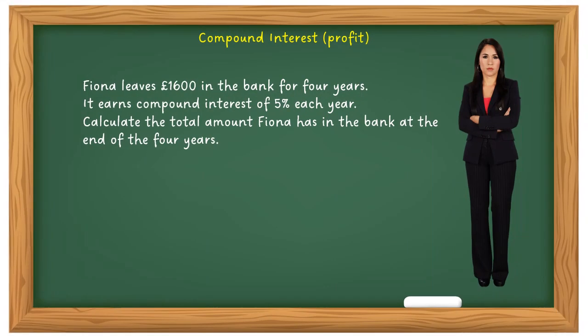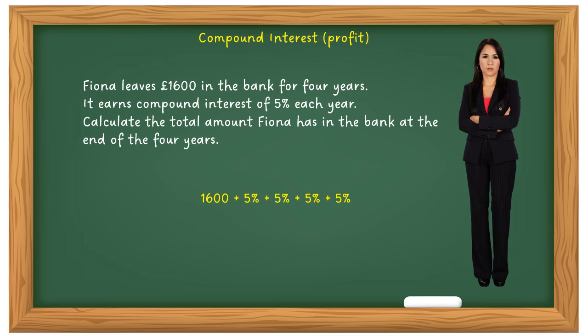Let's have a look at another example. Fiona leaves £1,600 in the bank for 4 years. It earns compound interest of 5% each year. Calculate the total amount Fiona has in the bank at the end of 4 years. Again, relatively simple. You start with your initial investment of £1,600 and every year you just keep adding 5% to that running total.